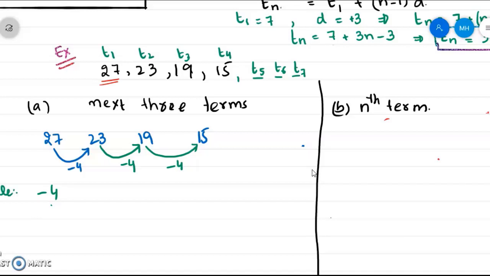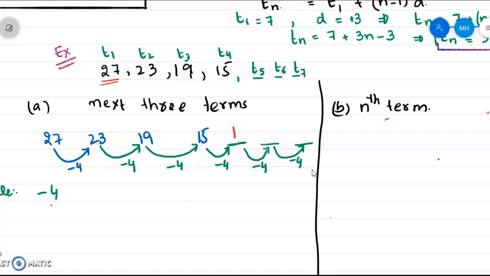Now we have to find the next three terms. So again follow this same pattern. Minus 4. 15 minus 4 will give you the next term. Again minus 4 will give you the next term. Follow the same pattern. Minus 4 will give you the next term.